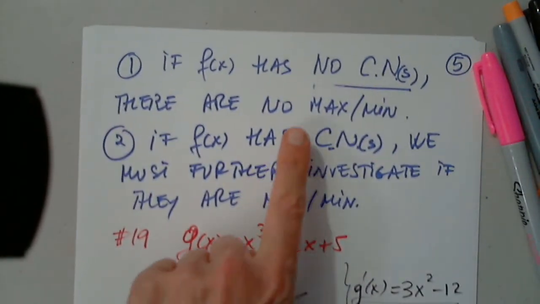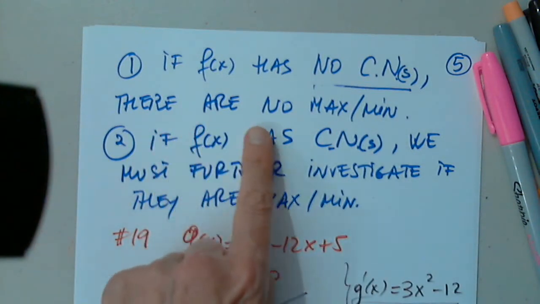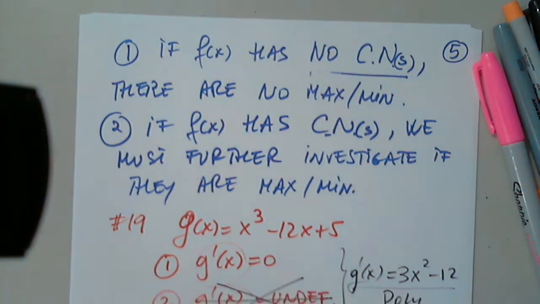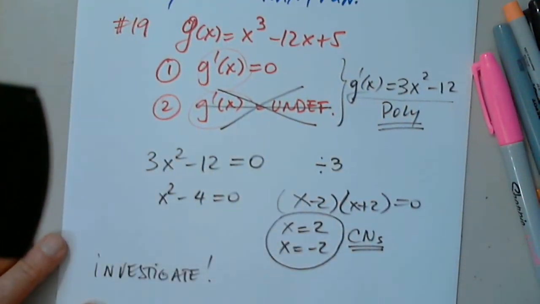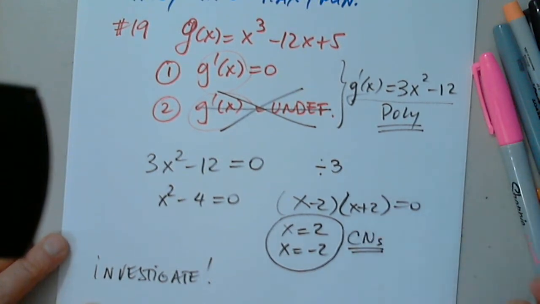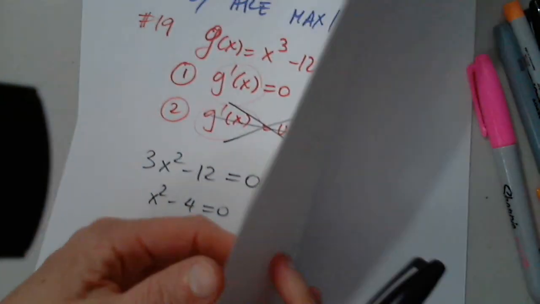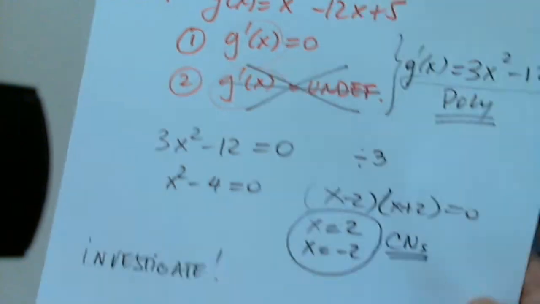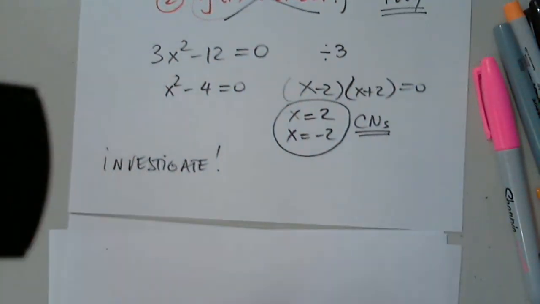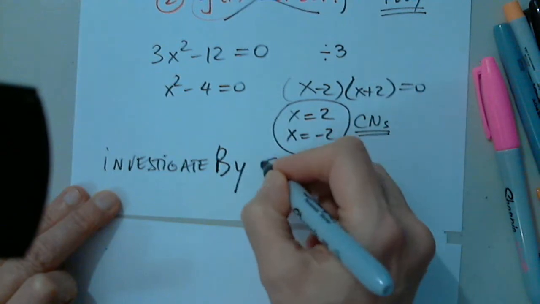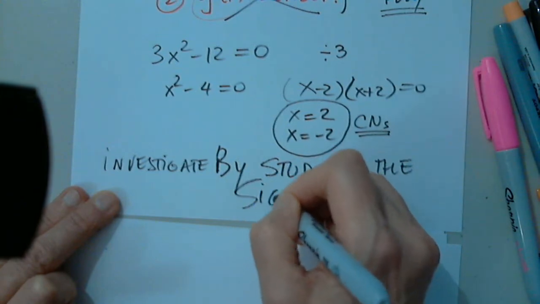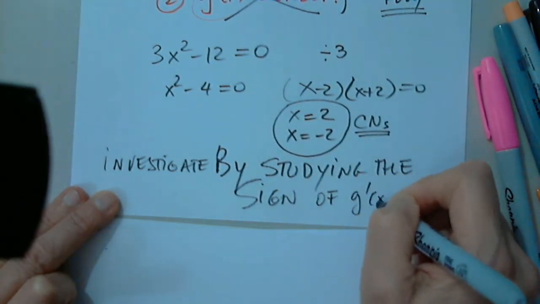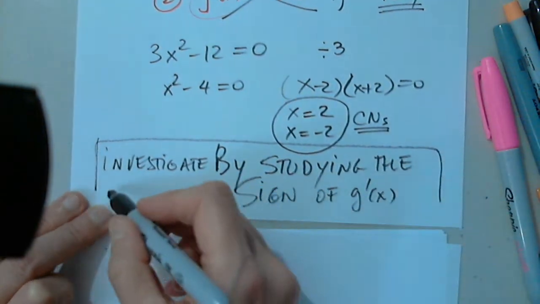If it didn't have critical numbers, I would have said, sorry, this function has no max or min. Goodbye. But we did find critical numbers. In part B, they're saying, if you do find critical numbers, tell us whether they are max, min or none of the above. So here is my next step. How do I investigate? By studying the sign of g prime of x. This is how I'm going to investigate.